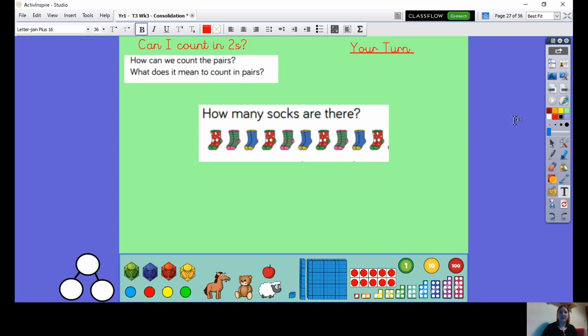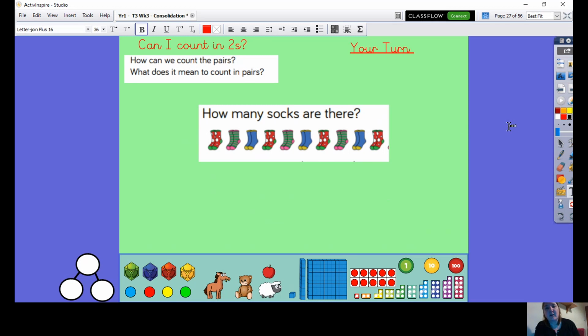So what I want you to do, this is your turn now. Thinking about pairs, you've got pairs of socks, so you've got two socks in each pair. Work out how many socks there are. Now, if you find it difficult counting in twos, you could go 1, 2, 3, 4. You could still count in ones, but try really hard to see if you can count in twos. Okay, so you might want to pause the video here.